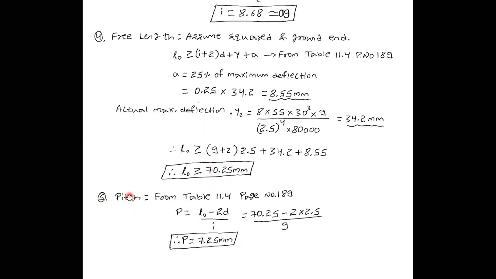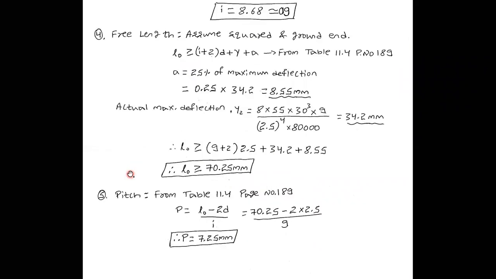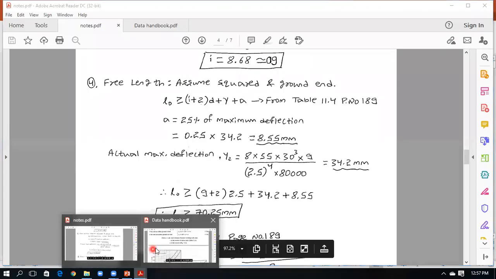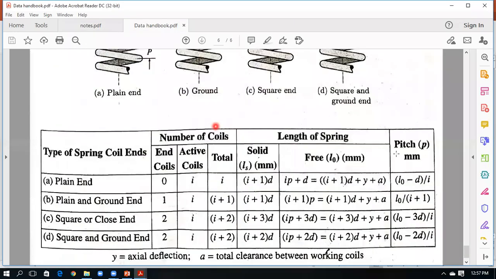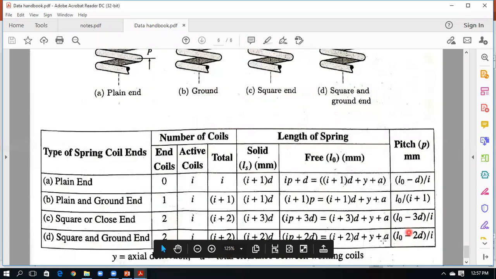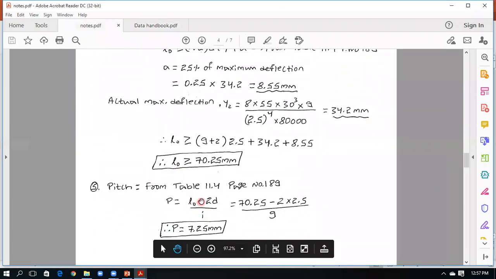After getting that, next you need to calculate the pitch. How to calculate the pitch? Okay, you have to use the same formula. Oh, sorry, table number 11.4. You have to use table number 11.4. Here you can see that pitch is there. On this, you will get the pitch formula. Here you assume it as square and rounded. Therefore, pitch is equal to L naught minus 2D divided by I. Substitute that formula.